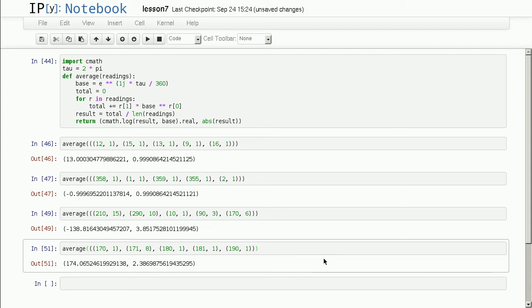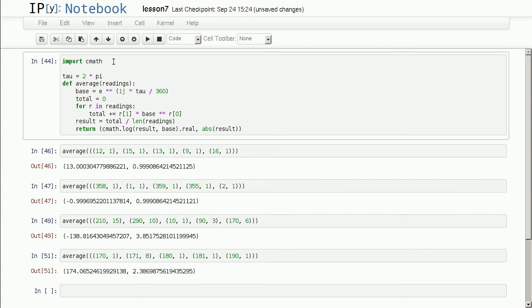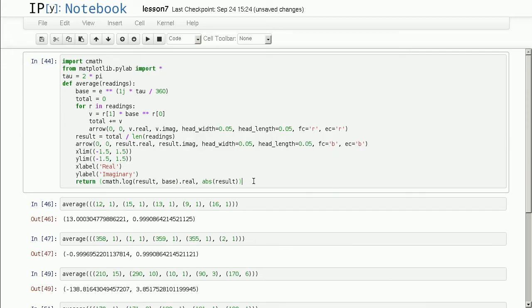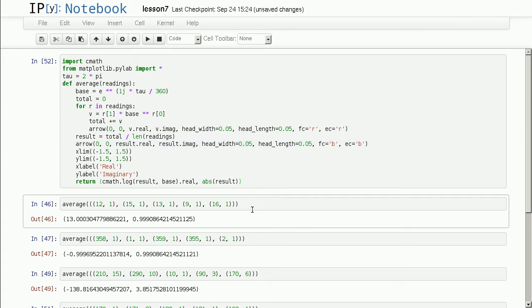Now, I'd like to plot this a little bit and just visualize so you can see what's going on here. And I'm going to use matplotlib. I'll just type a little bit and skip the video ahead so you don't have to watch me type all this. Now my function returns the exact same thing, but I also plot a couple of things. I plot each input vector, and I plot the result vector, or the average of all of those inputs, in the complex plane. Let me show you what happens when I try it on this first set of readings.